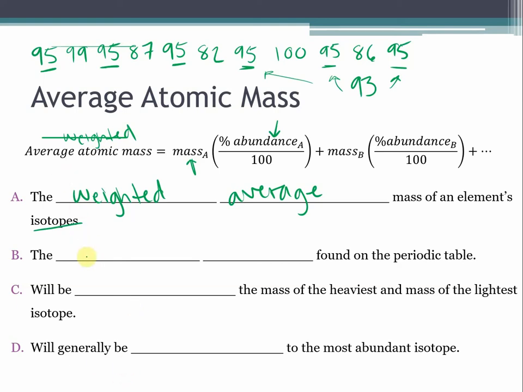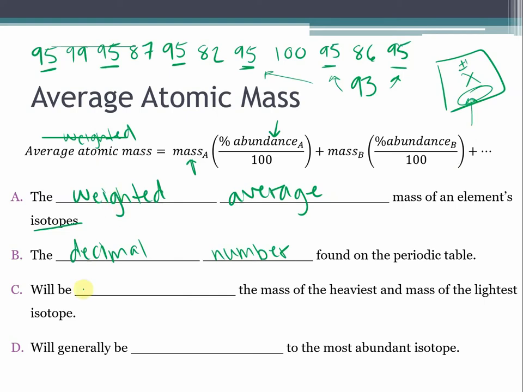It is the same number as that decimal number that is found on the periodic table. Okay, so you've got your square on the periodic table, you've got your symbol, you've got your atomic number up top, and then there's a decimal down here. This decimal number, that is the atomic mass. That's the average of all of the isotopes together.